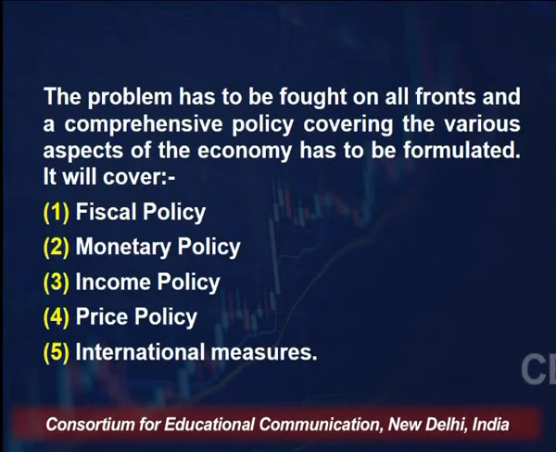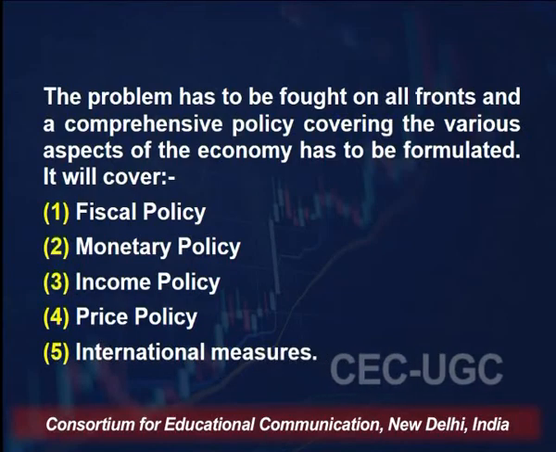So if there is unemployment in the economy, then investment has to be increased, demand has to be increased, and to increase the aggregate demand, the government can use expansionary monetary policy, expansionary fiscal policy, an increase in government expenditure, an increase in income, or price policy depending upon the situation in the economy, and international measures like export promotion, import substitution. Because if we increase our exports, then demand for our products will increase, production will increase, and if production increases, it means that demand for labor will increase, and more employment opportunities will be there.